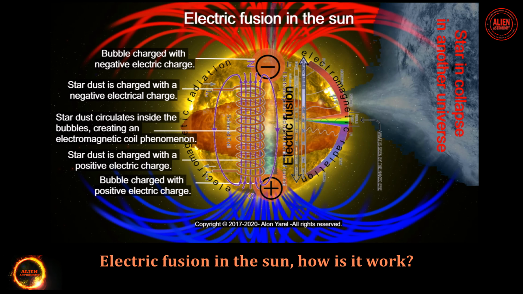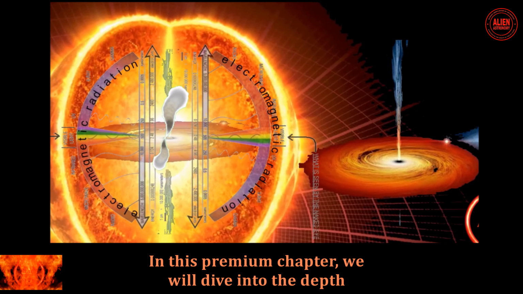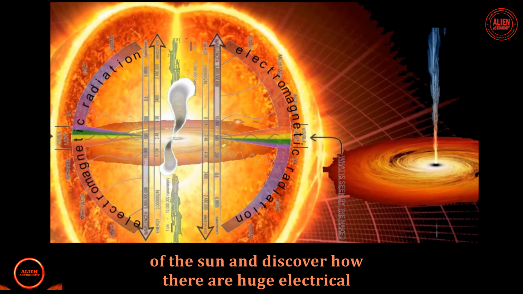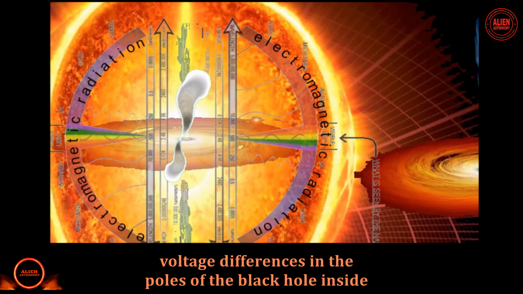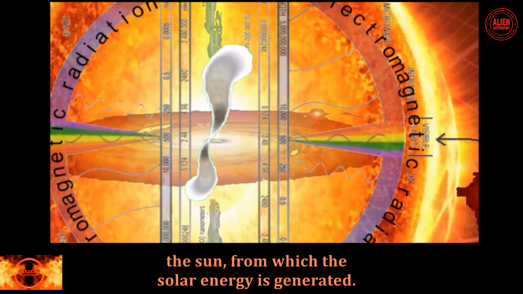Electric fusion in the sun, how does it work? In this premium chapter, we will dive into the depth of the sun and discover how there are huge electrical voltage differences in the poles of the black hole inside the sun, from which the solar energy is generated.